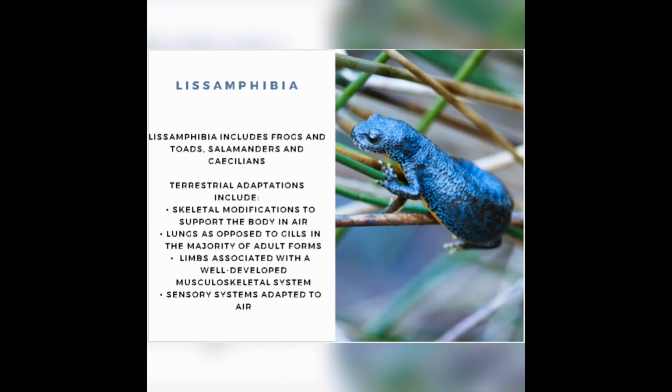Amphibia. Amphibia includes frogs and toads, salamanders, and caecilians. Terrestrial adaptations include skeletal modification to support the body in air. Next is lungs as opposed to gills in the majority of adult forms. Then, limbs associated with a well-developed musculoskeletal system. The last one is sensory systems adapted to air.